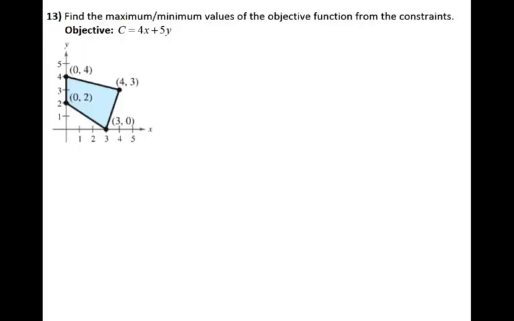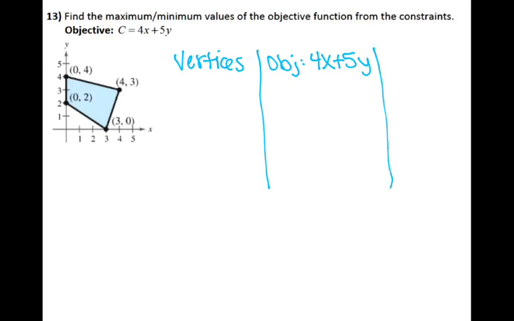All right, 13. So this starts the partial fraction, no, we just did partial fraction decomposition, sorry. This starts the linear programming. So this one already has the objective and it graphed the constraints. So you just look at your vertices. So I'm going to go ahead and create my table. So my first column of the table are the vertices. Second column represents the objective function, which is 4x plus 5y. And my third column is the value I get.